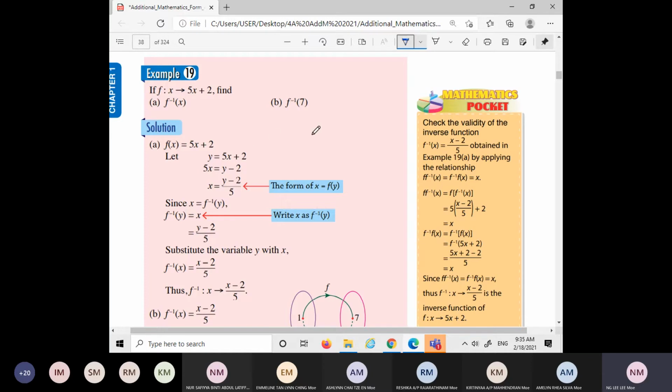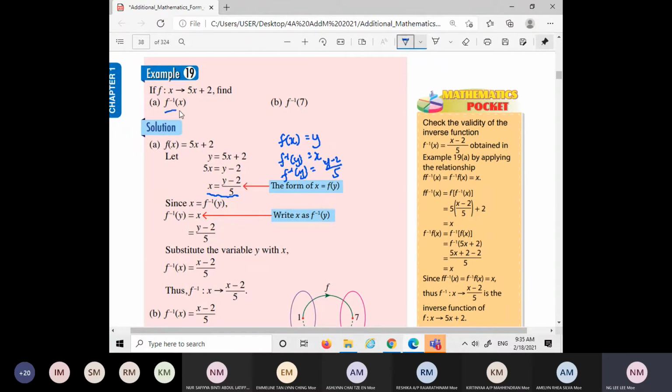Because you are setting 5x plus 2 as y, it means your f(x), you let it be y. So this means that the inverse of y is equal to x. This one you remember is one of your properties, and this is very important. So what is the x? From here, x is (y minus 2) over 5. Therefore, you continue to write x is (y minus 2) over 5.